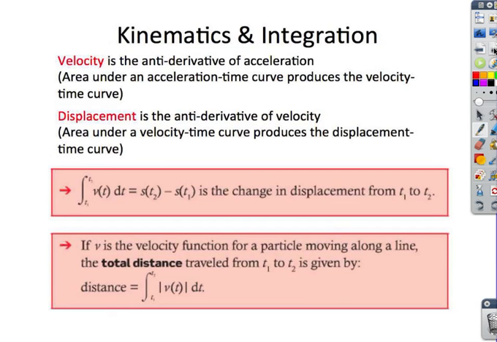And the area under the acceleration time curve produces the velocity time curve, which I've not seen the IB test on. But displacement is the antiderivative or the integral of velocity, and the area under the velocity time curve produces the displacement time curve, and also it gives you the displacement or distance over a certain time interval, and that is obviously tested. So again, just as it shows in the orange box, integrating between two time intervals, t1 and t2, under the velocity function will give you the displacement from t1 to t2.